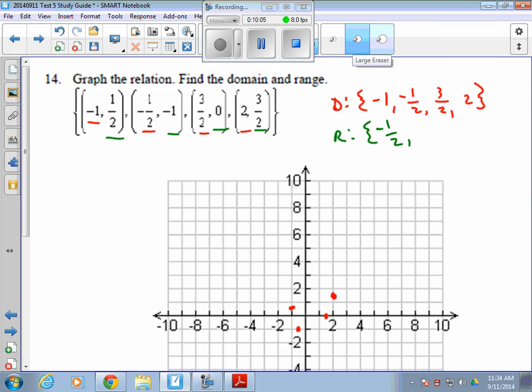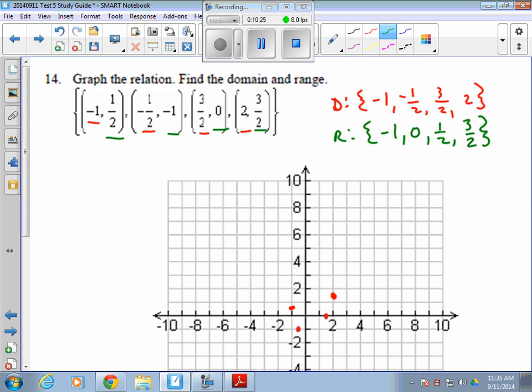Wait, I'm looking at the wrong numbers now. Again, make sure you're looking at the y values. Your smallest y value is negative 1. Your next smallest y value is 0. Your next smallest y value is 1/2. And then your last y value is 3/2.